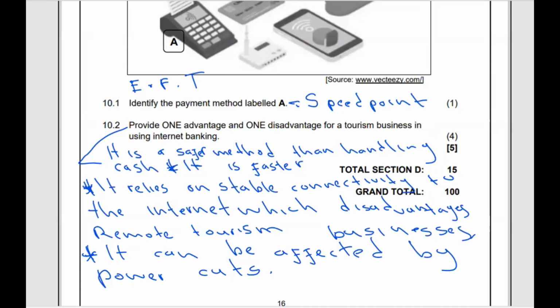So the total for section D would be 15 marks. Then the grand total for that particular paper will be 100 marks.